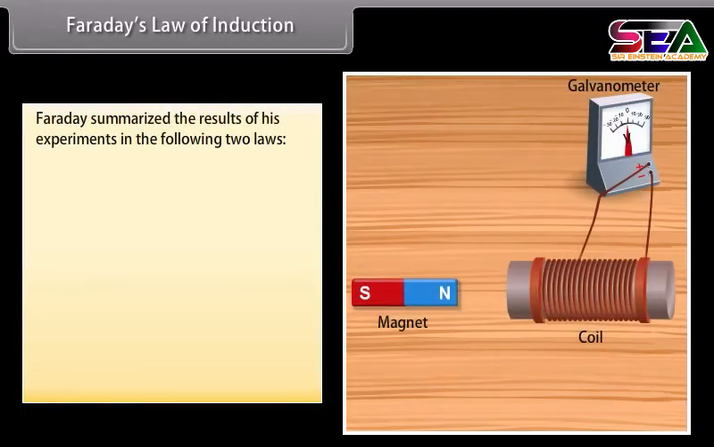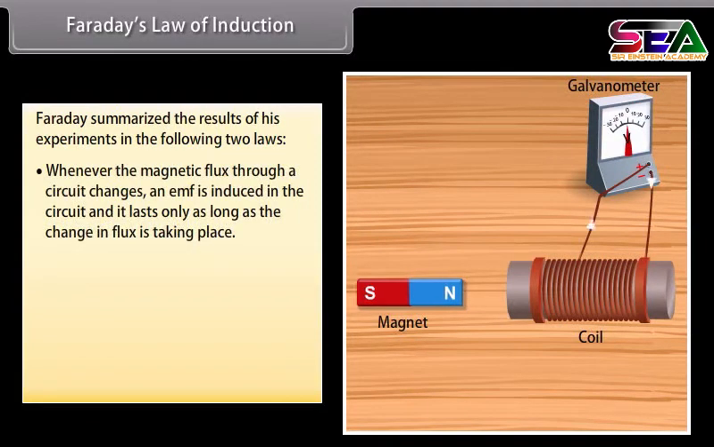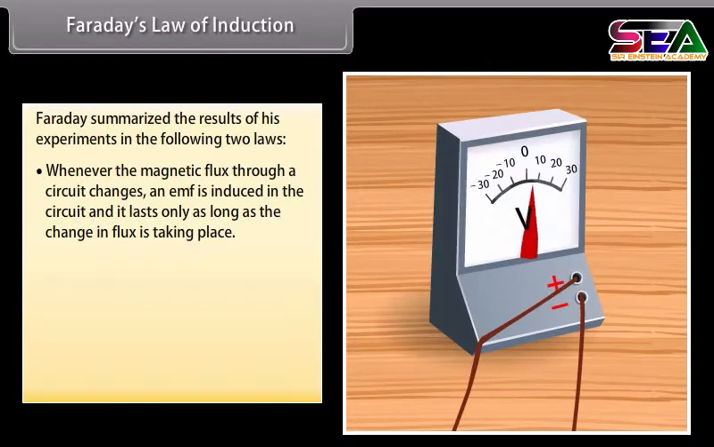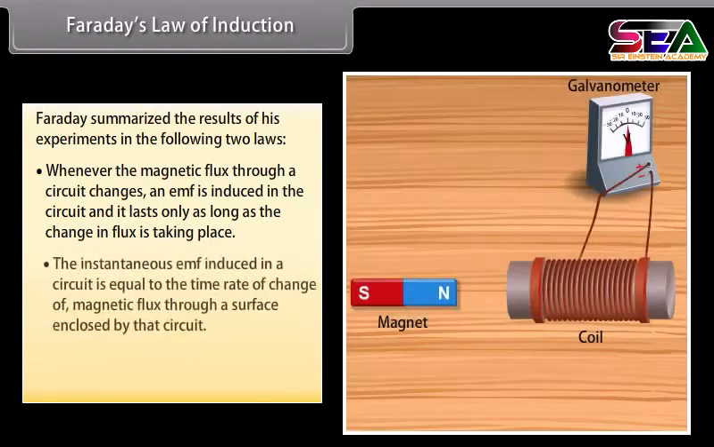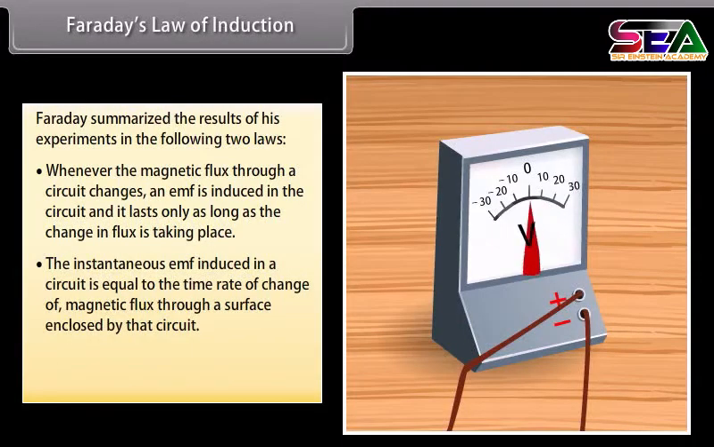Faraday's Law of Induction. Faraday summarized the results of his experiments in the following two laws. Whenever the magnetic flux through a circuit changes, an EMF is induced in the circuit, and it lasts only as long as the change in flux is taking place. The instantaneous EMF induced in a circuit is equal to the time rate of change of magnetic flux through a surface enclosed by that circuit.